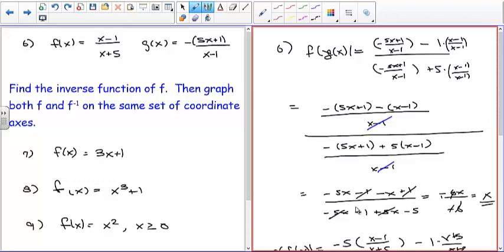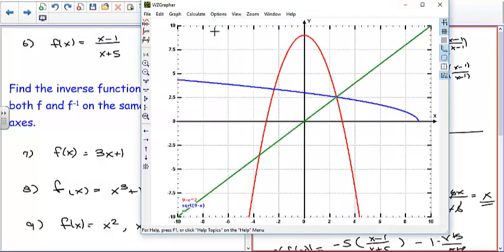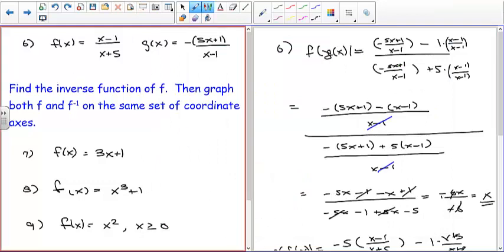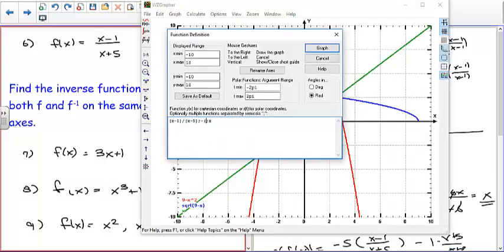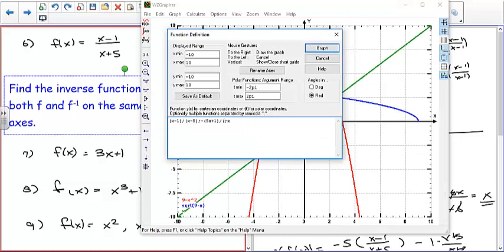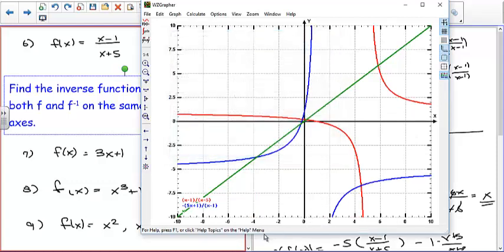Okay, let's plot these things. So this should be exciting. So the first function is going to be x minus 1 divided by x minus 5. And the second function is negative 5x plus 1 divided by x minus 1. And we graph those two, and we get that.